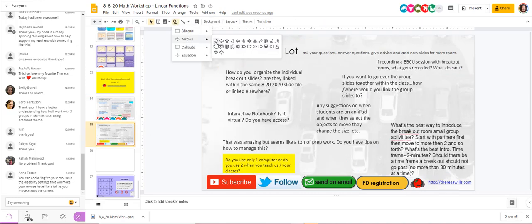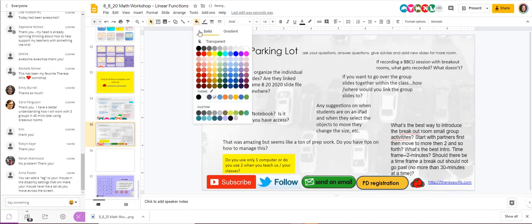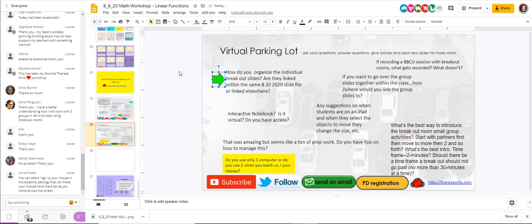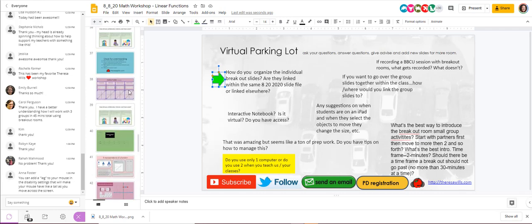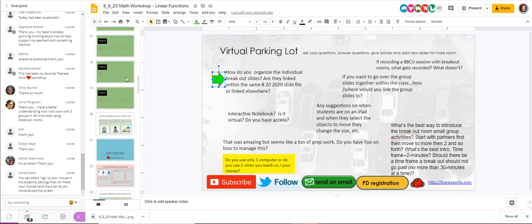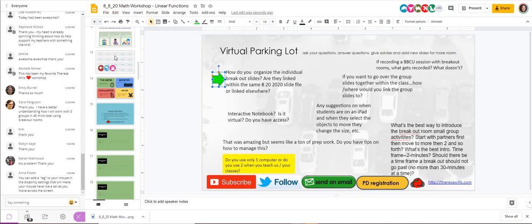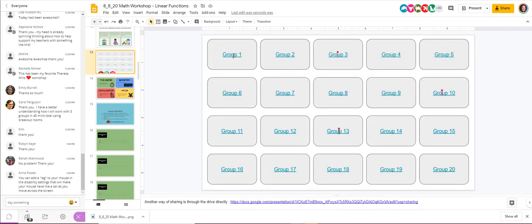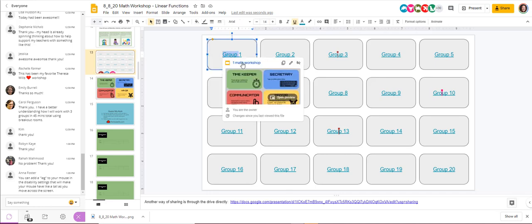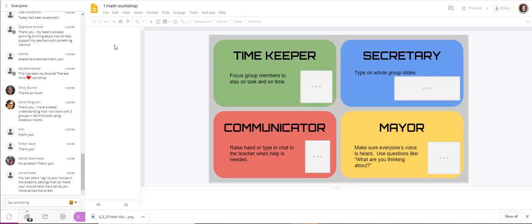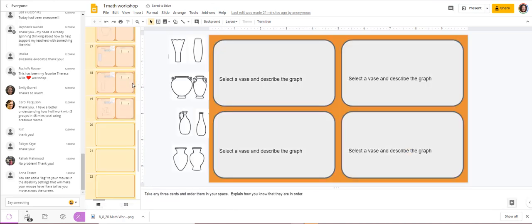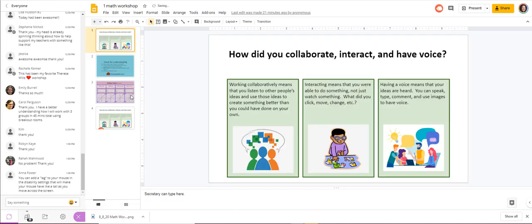Coming down to slide 55. How do you organize the individual breakout slides? I think I may have addressed this already in terms of everybody is linked up to this home hub page. And then at the start of a new unit, I would go into each of these and delete all the slides. I'd select them all and delete them, and I would put some new slides in here for the new math workshop.